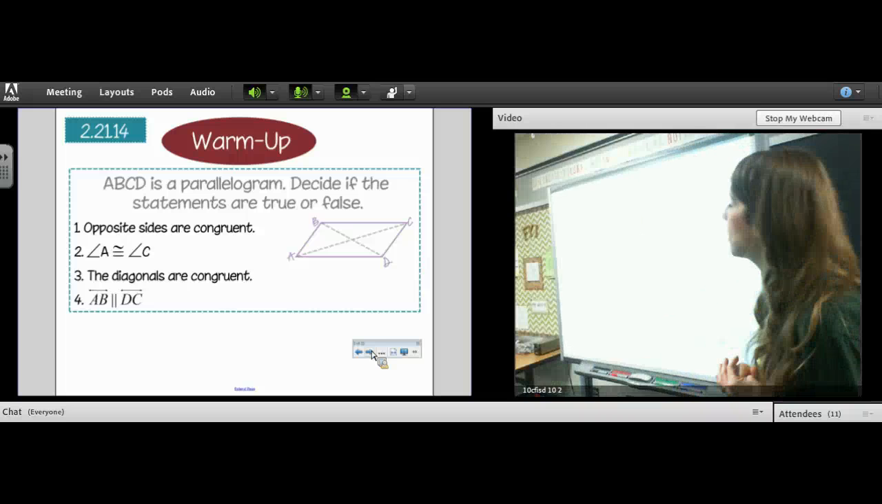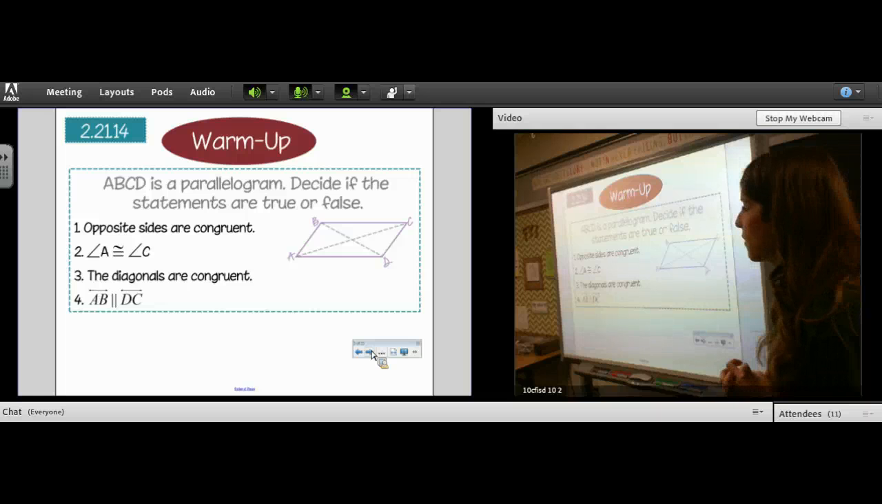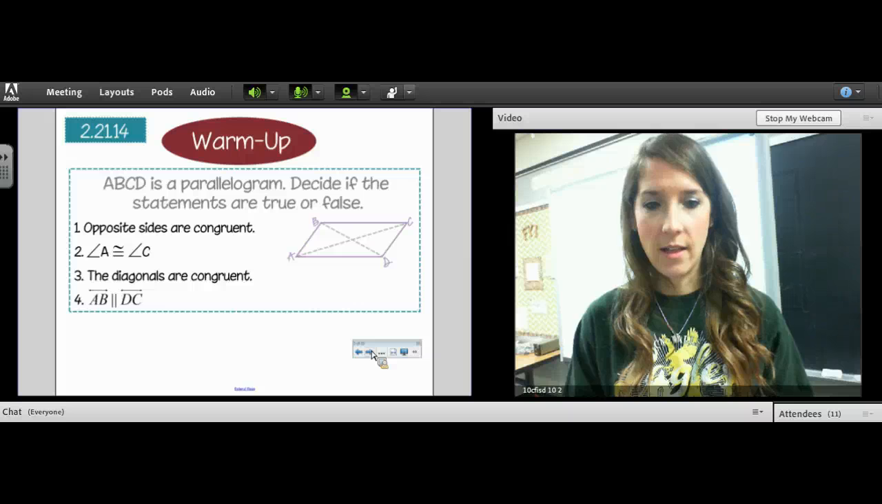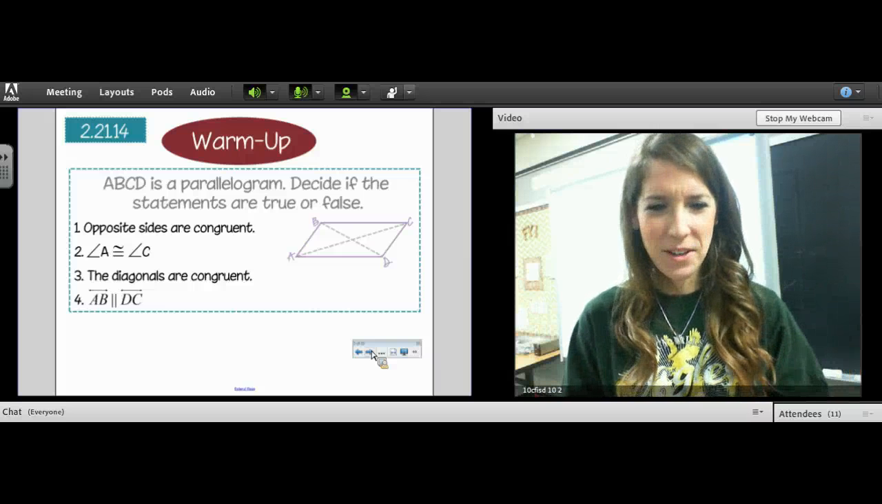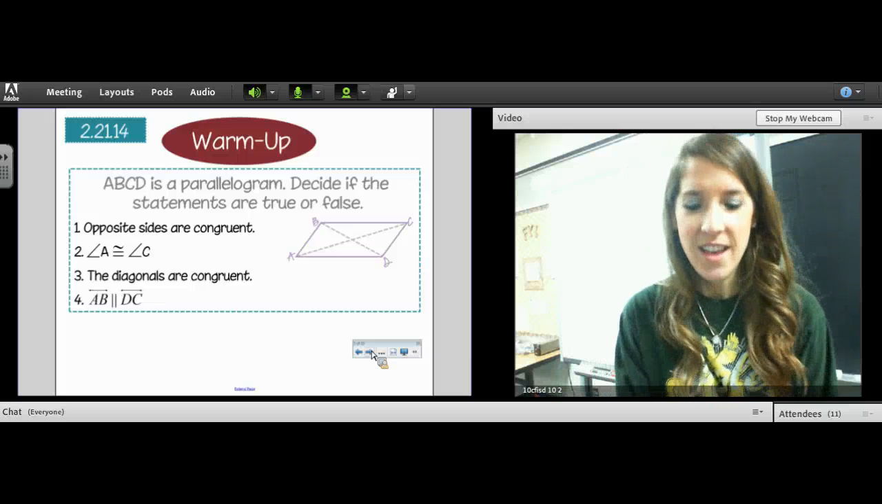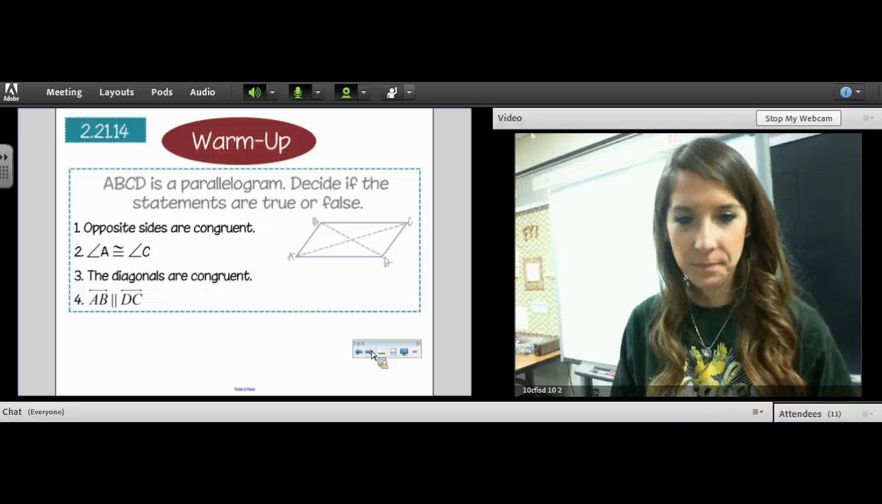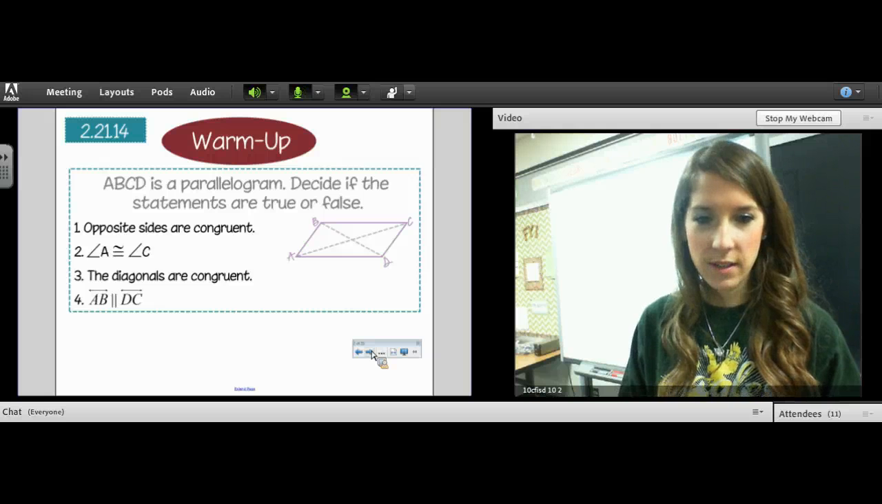So using your prior knowledge, which statements do you think are true out of the 4 statements I gave you if ABCD is a parallelogram? Yay, Carson, good. What'd you do? Okay, so what do y'all think? Opposite sides are congruent. Put your vote in. What do you think? True or false?